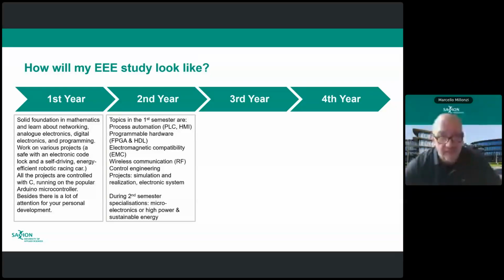And the other specialization is more towards high power and sustainable energy. And then you can think of how to manage a smart grid, electric grid, in terms of instead of doing it AC, we do it DC for solar parks or a park of wind turbines. So that's one of the real life, the real world topics that we want to connect to from our program of electrical engineering.